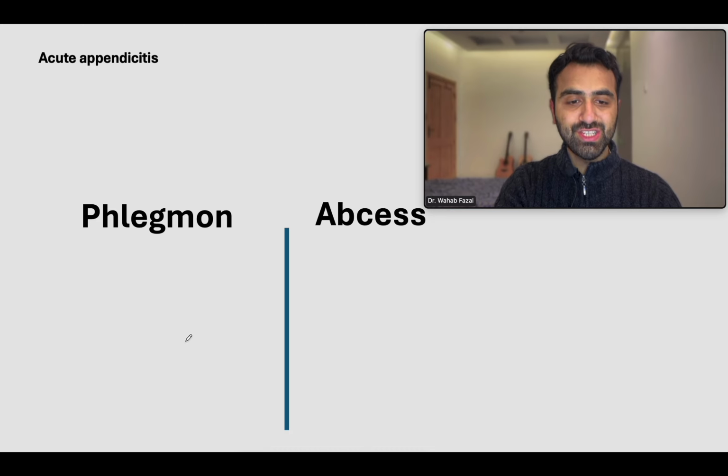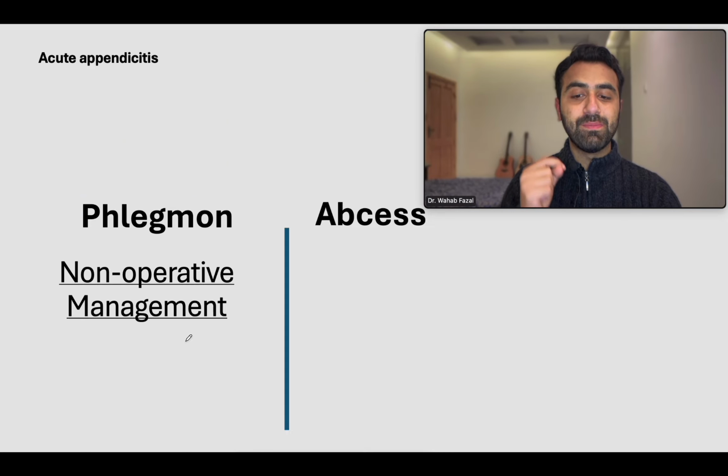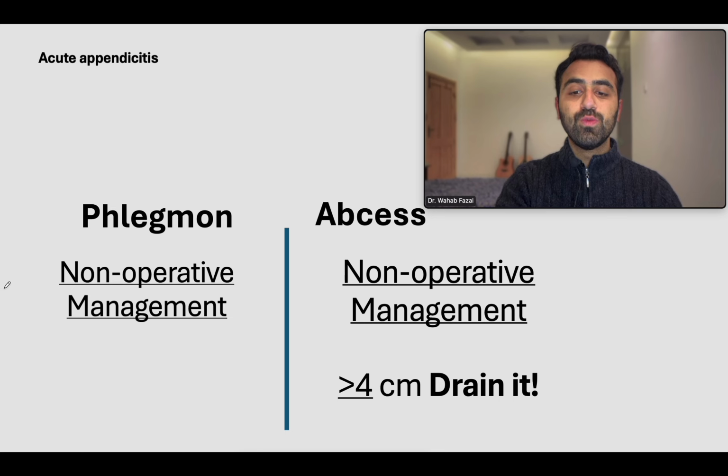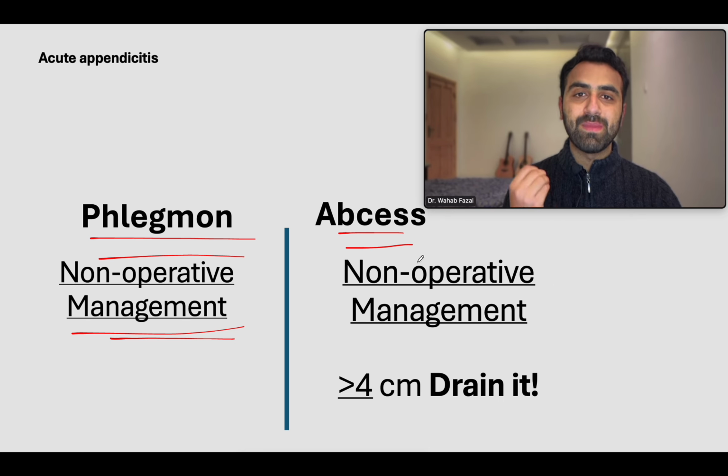So how do you manage both phlegmon and abscess? You manage them both non-operatively. So this is where the complicated appendicitis management becomes non-operative management. You go for non-operative management for both a phlegmon or an abscess, and what do you do? You send the patient home with a lot of broad spectrum antibiotics, and you keep monitoring them. And sometimes when you examine a patient with phlegmon, you might feel that mass. Same goes for the abscess. You might feel that mass in the right lower quadrant where the appendix usually lies.